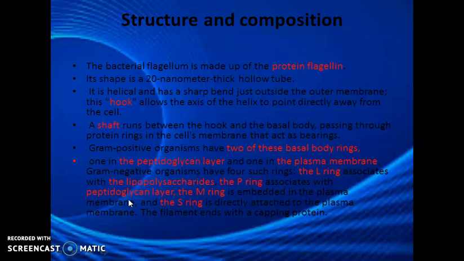The P ring is associated with the peptidoglycan layer. The M ring is embedded within the plasma membrane, and the S ring is directly attached to the plasma membrane. So the gram-positive organism possesses the P ring, and the gram-negative bacteria may possess the L ring, P ring, M ring as well as the S ring. The filament of the flagella ends with a capping protein.